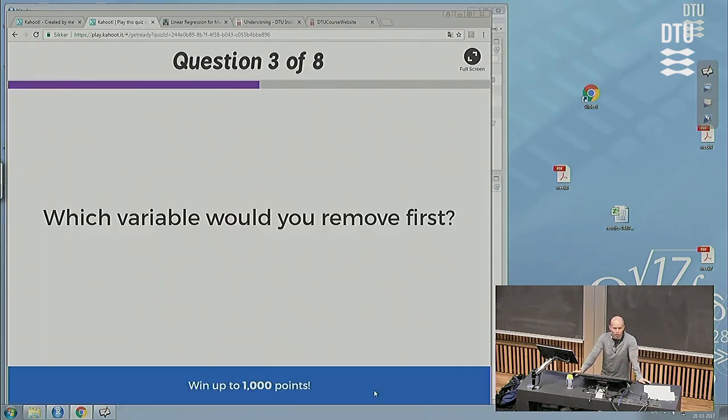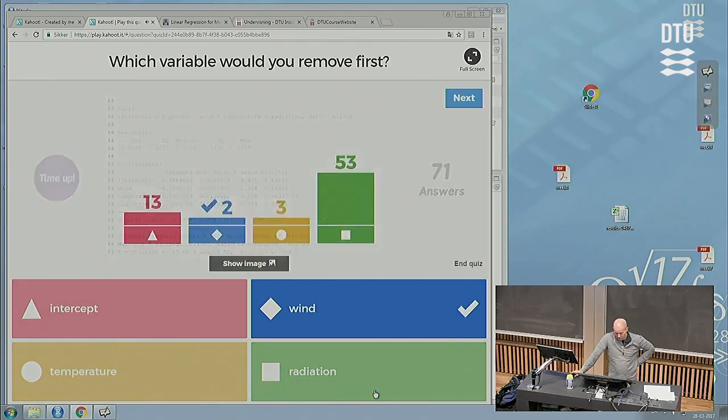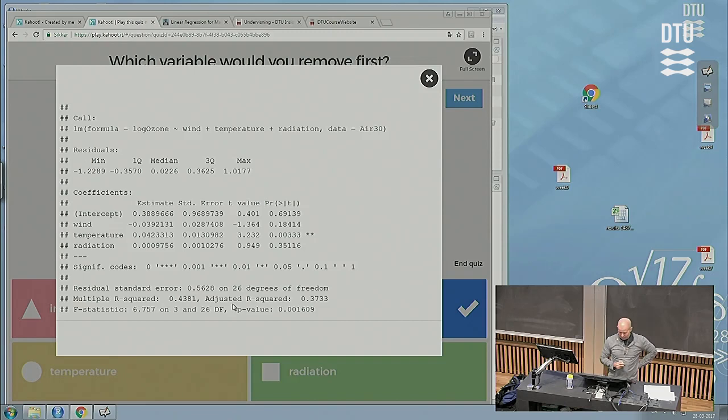Which variable would you remove first? What was that? Which one should we remove first? I'm sorry. Radiation, right? Sorry about that. I really hate.